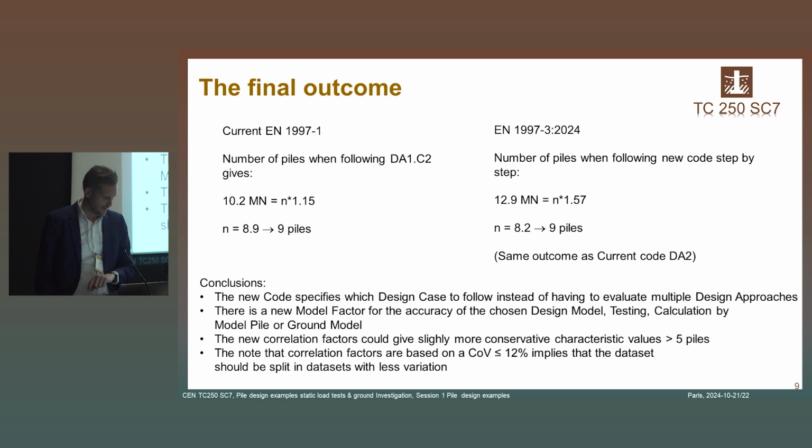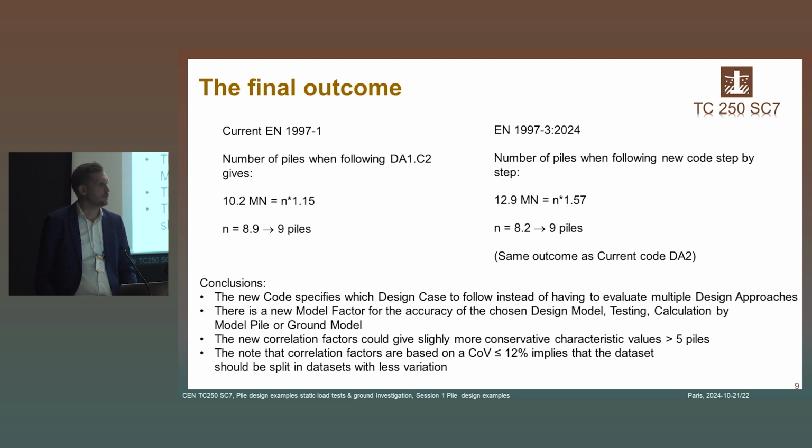If we look at the final outcome then, comparing the action and the resistance side, the current Eurocode would have given us a foundation of 9 piles, whereas the proposed second generation Eurocode also gives us 9 piles, however with other values.